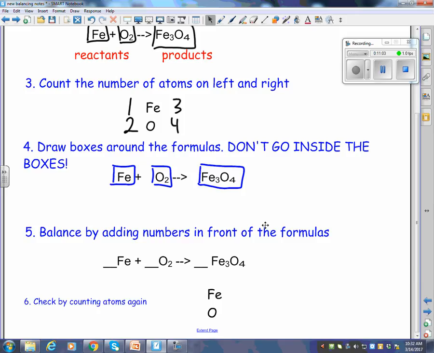Balance by adding the numbers in front of the formulas. So, I don't have enough O's and I don't have enough Fe's on the left-hand side, do I? I need to get how many Fe's? Well, I've got to get it to 3, don't I? So, can I put a 3 there? I put a 3 there, and that takes that to 3, and so far we're good, right?